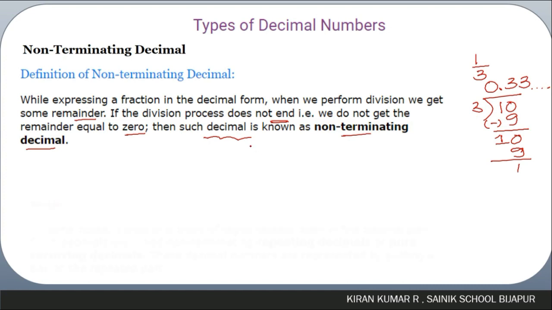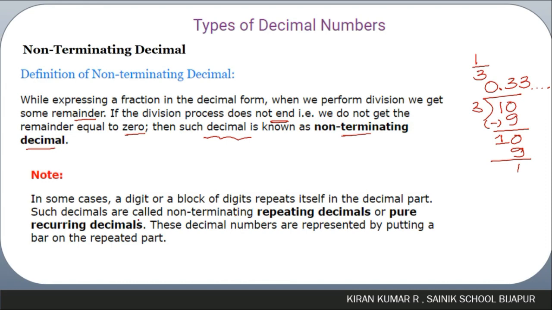Note that in some cases, a digit or a block of digits repeat itself in the decimal part. Such decimals are called non-terminating repeating decimals or pure recurring decimals. These decimals are represented by putting a bar on the repeated part of the decimal.